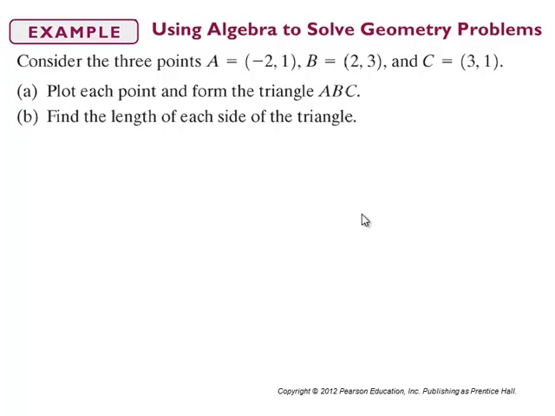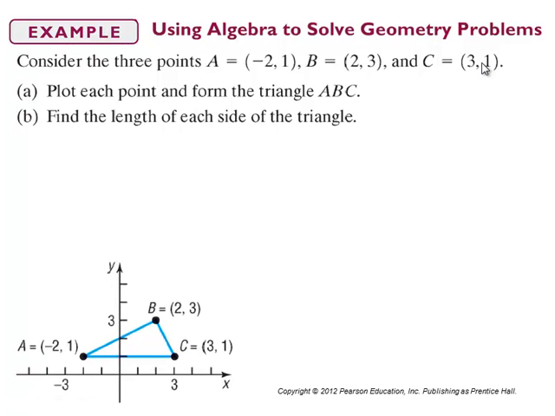Here's another application of using the distance formula. Suppose that we've got three points. A is (-2, 1), B is at (2, 3), and C is at (3, 1). So we have 3 points on the plane, and those 3 points will form the vertices of a triangle, like you see here. So we've plotted these 3 points. A is at (-2, 1) right here, and B is over here at (2, 3), and C is over here at (3, 1).